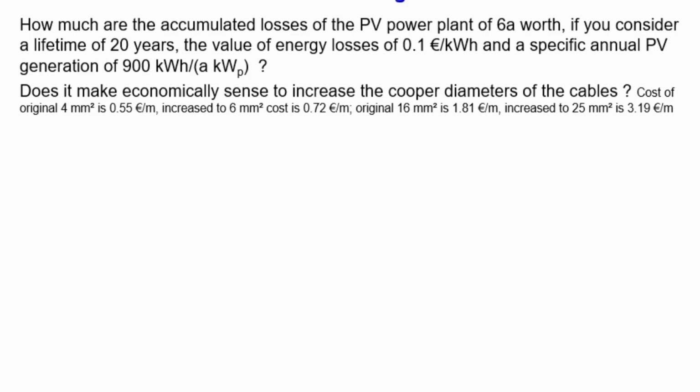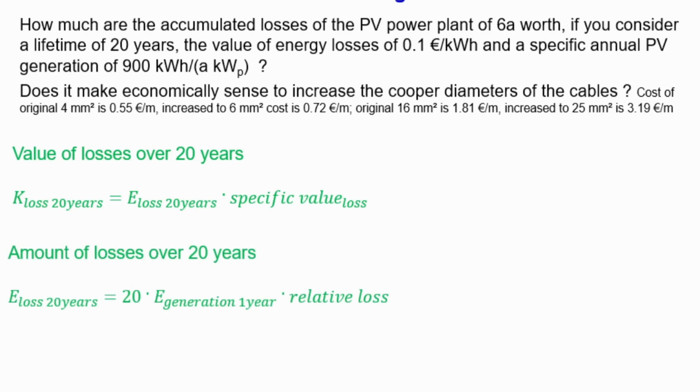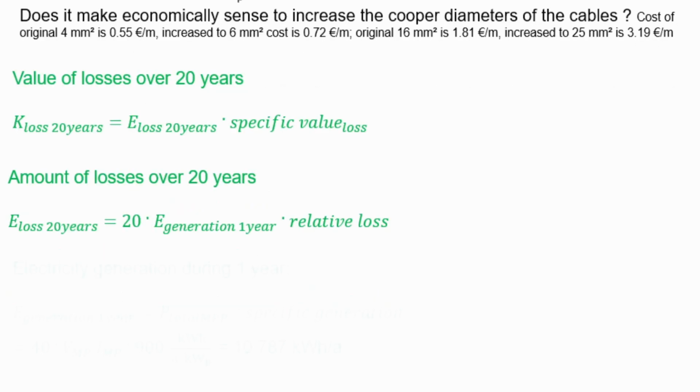Let's do the calculation, the same as before. So we first calculate the losses over 20 years. We know the specific losses at the moment, and we accumulate them over a year or over 20 years. So we have the generation during 1 year of such a power plant, which is 900 kilowatt hours per kilowatt installed, and we have a bit more than 11 kilowatt. We calculate the relative losses and calculate it over 20 years.